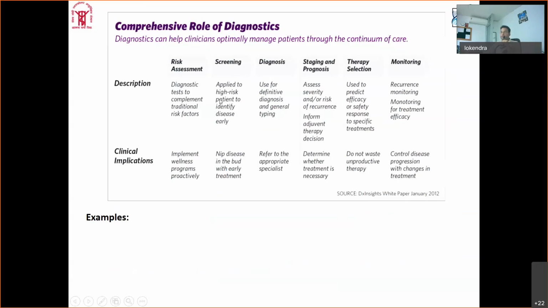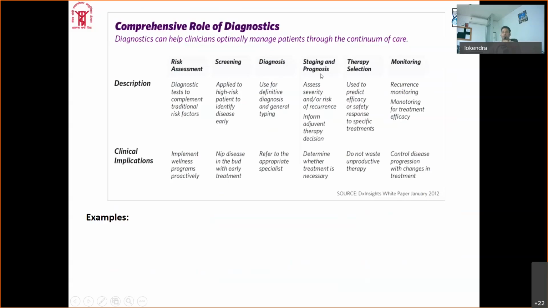A screening program also involves various methods of diagnostics, with which we can learn about the disease at a very early stage, so that disease management becomes easy. Diagnosis is also used for definitive diagnosis and general typing. After screening, if we find certain individuals who are vulnerable or having symptoms, then it can be diagnosed at what stage it is, or which kind of specialist they should be sent to. So that refers to the appropriate specialist.